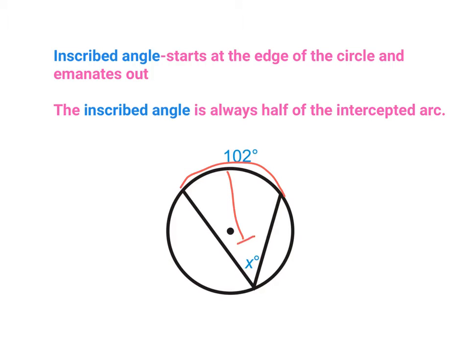The inscribed angle is x. So half of 102 is 51 degrees. That means that x is 51 degrees.